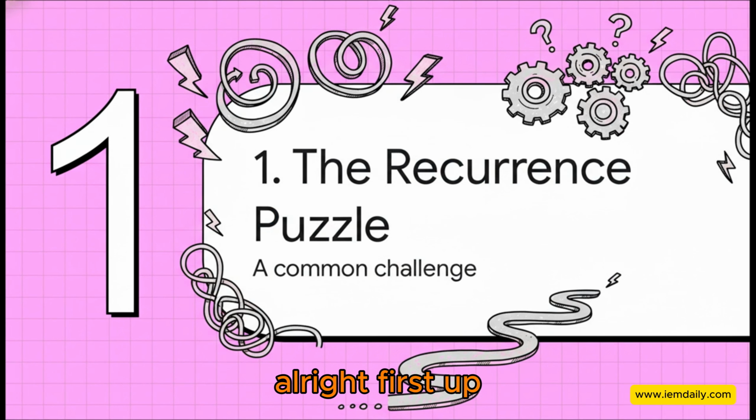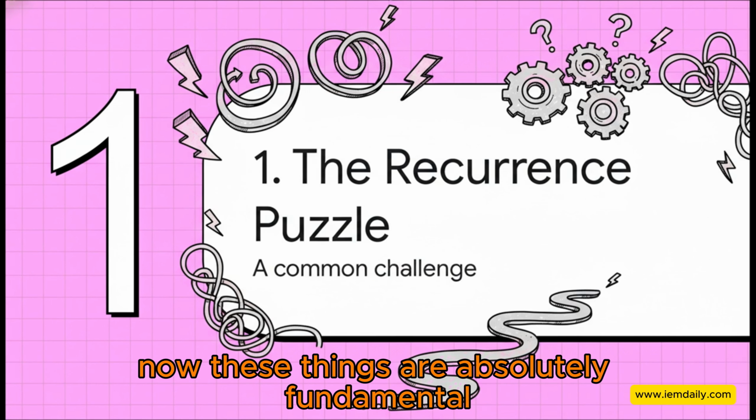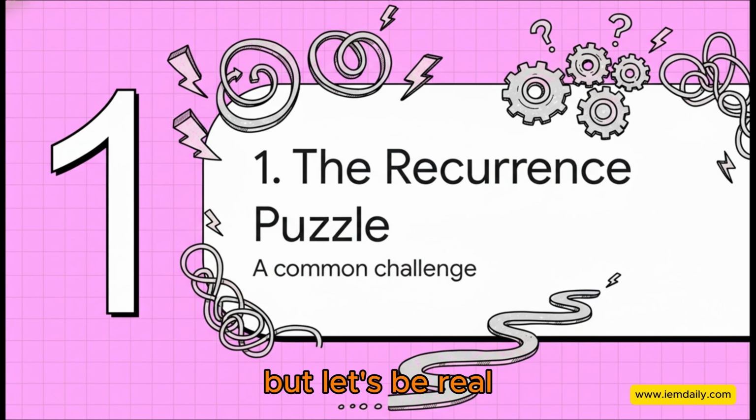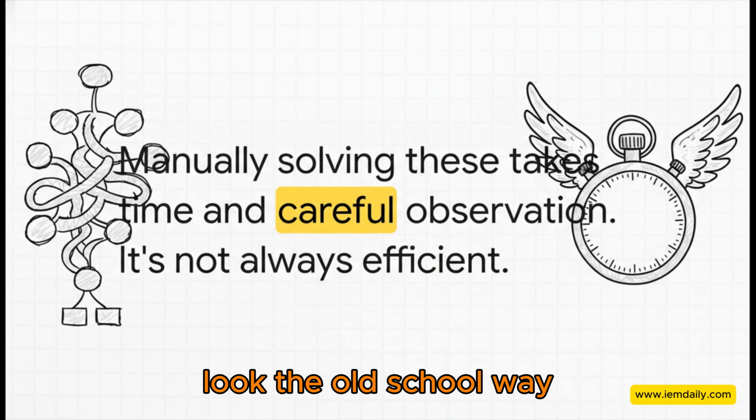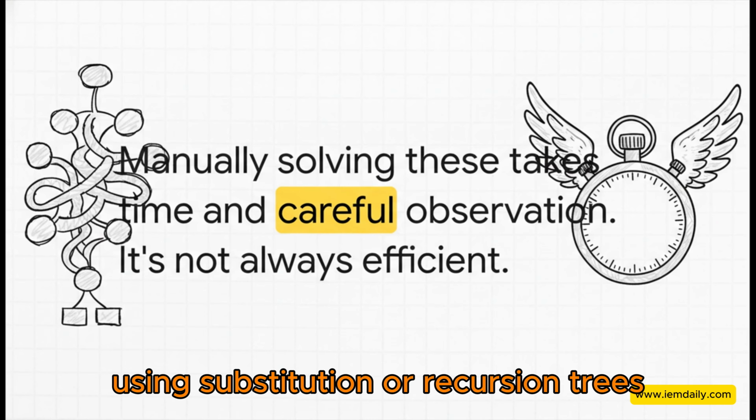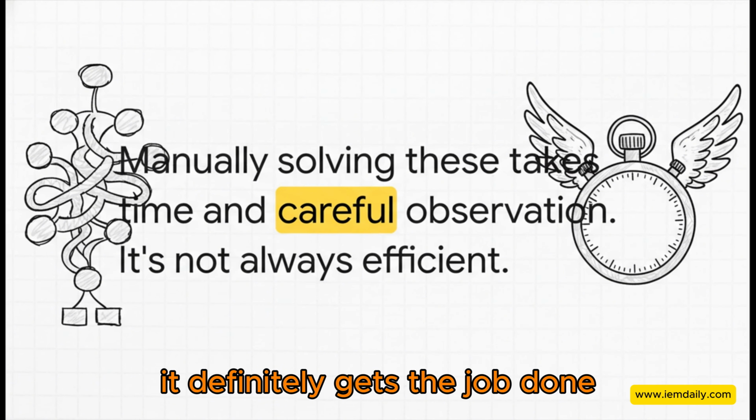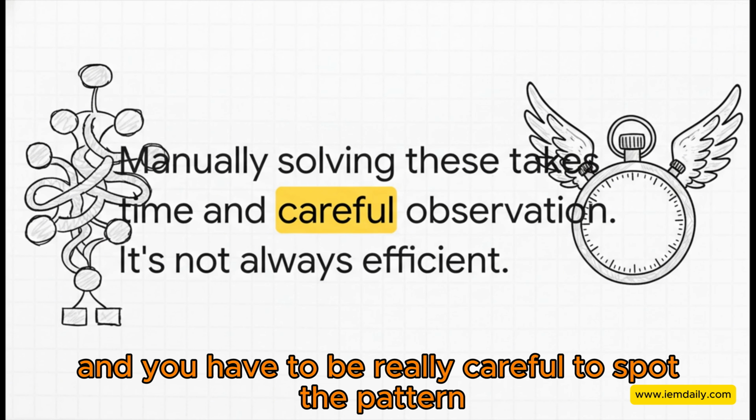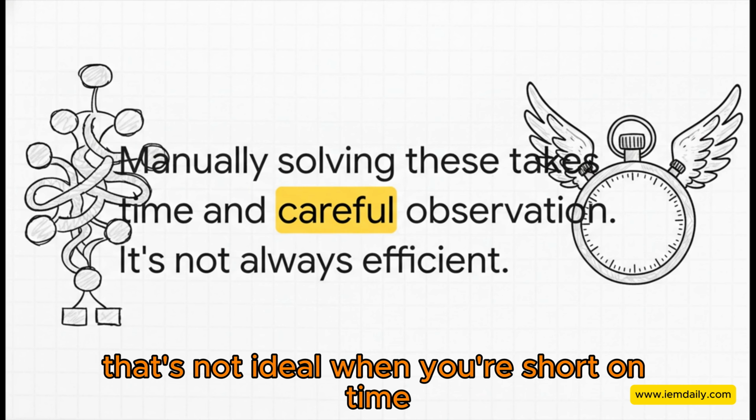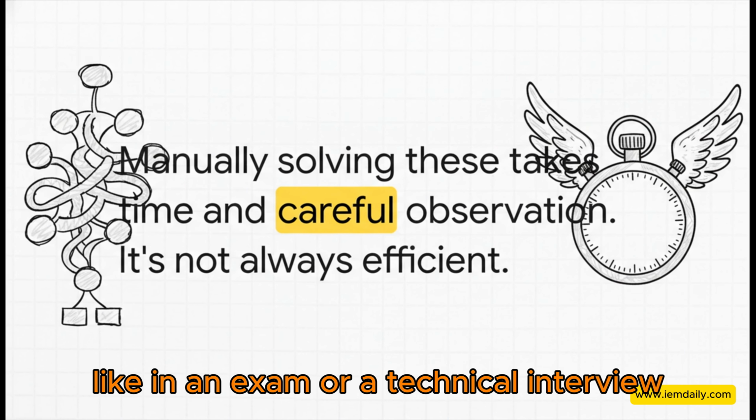All right, first up, the recurrence puzzle itself. Now, these things are absolutely fundamental when we analyze recursive algorithms, but let's be real, solving them by hand can be a total pain. Look, the old school way, using substitution or recursion trees, it definitely gets the job done, but it involves a lot of tedious algebra and you have to be really careful to spot the pattern. That's not ideal when you're short on time, like in an exam or a technical interview.